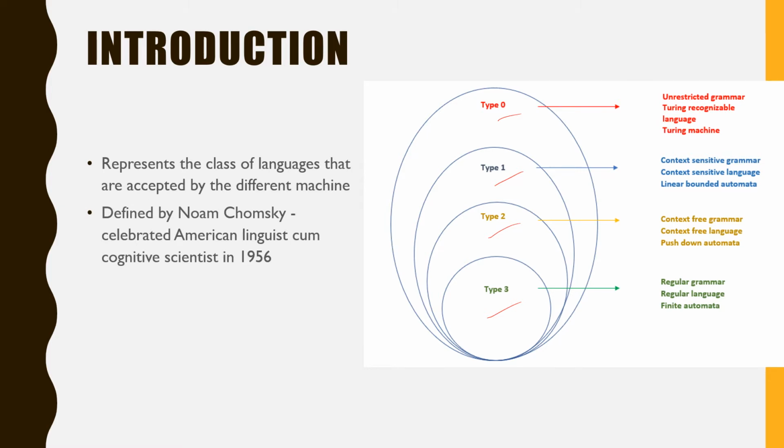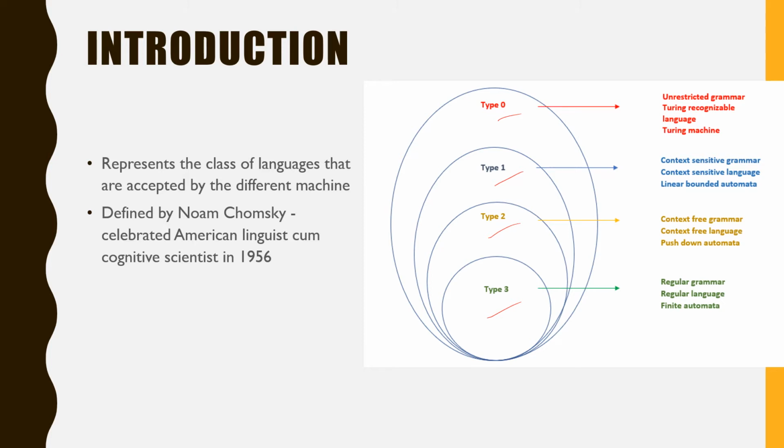Type 0 grammar is called the unrestricted grammar, and there is no rule on how the production of that particular grammar has to be. The language that represents type 0 is called Turing recognizable language, and the machine that accepts this type of language is called the Turing machine. Type 1 grammar is called context sensitive grammar, and the corresponding language it generates is called context sensitive language, and the automata that accepts type 1 grammar is called linear bounded automata.